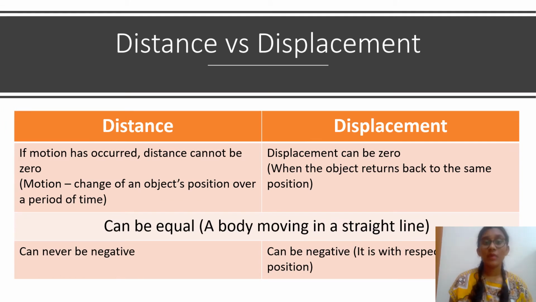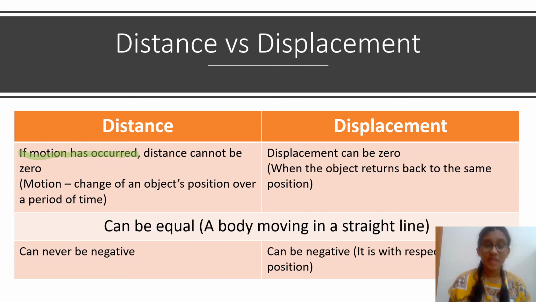Now let us see what are the differences between distance and displacement. In distance, if a motion has occurred, distance cannot be 0, whereas displacement can be 0. Now here is a very important clause, that if motion has occurred. Why are we stressing on this point a lot? Only if motion has occurred, there is a change in an object's position. We already discussed the definition of motion, which is the change of an object's position over a period of time.